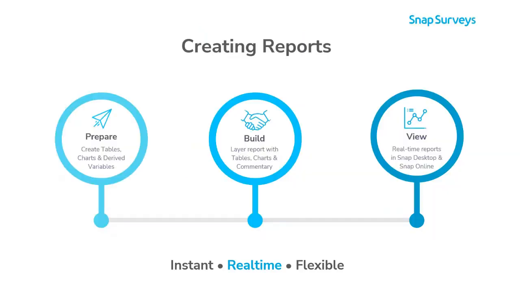A quick reminder as to the general flow of creating reports. We start off by building the tables and charts that you wish to include in your report. Depending upon your required content, this will invariably involve creating some derived variables, allowing you to simplify your analysis for the end user. We then build those tables and charts into your report, layering them as you go and potentially adding some commentary in between. Once set up, your reports are ready to run any time of day and night and will always include the latest data.